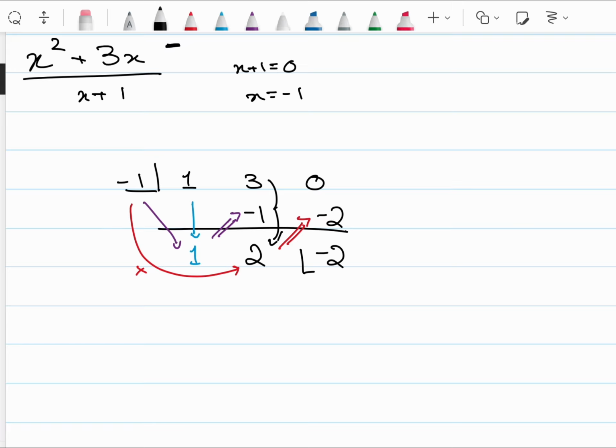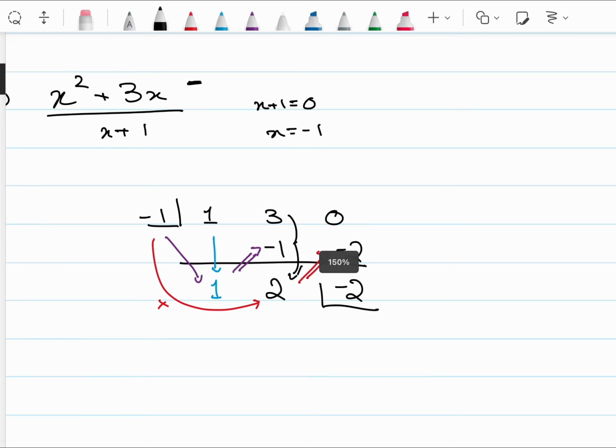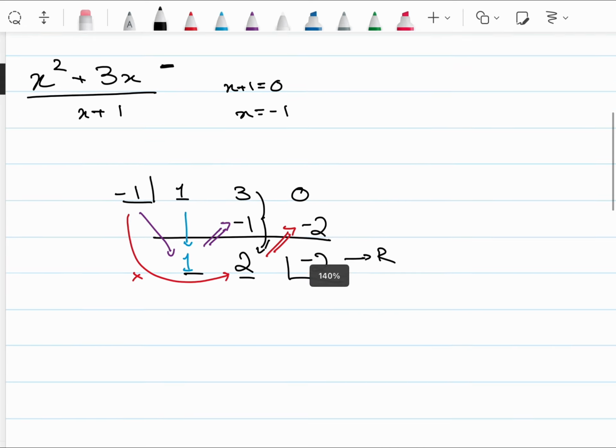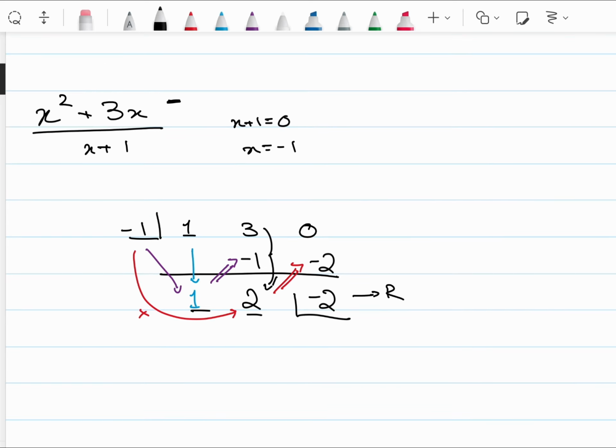Your last number is always your remainder. And these two are the coefficients of the quotient. So the answer for this is x plus 2 minus 2 upon x plus 1.